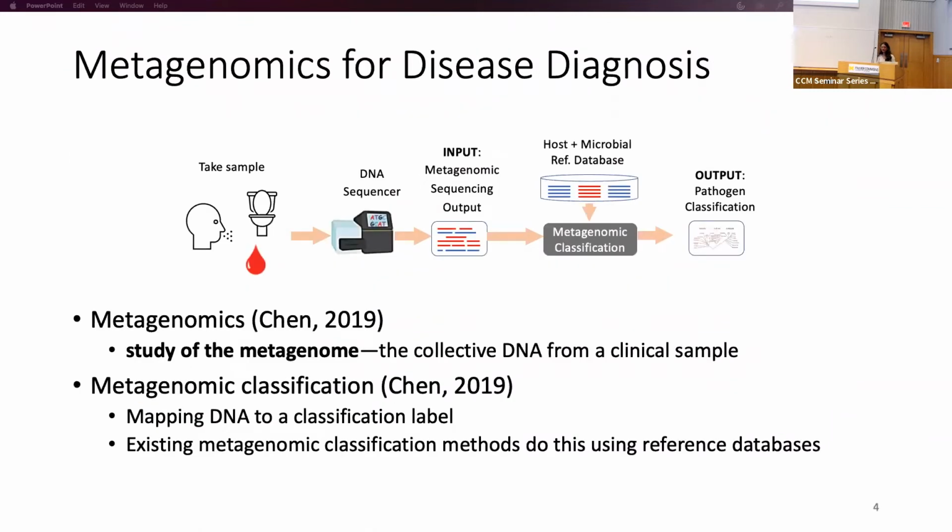More recently, people have been moving towards using metagenomics for disease diagnosis. Metagenomics is the study of the metagenome, or the collective DNA from a clinical sample. To use it to perform disease diagnosis, clinicians can take that same sample from a patient, but then input it into a DNA sequencer. The output of that, the metagenomic sequencing output, is all of the DNA from the sample. Then they can use metagenomic classification methods to classify the pathogens in that sequencing output. Metagenomic classification involves mapping DNA to a classification label, and existing metagenomic classification methods do this using the reference database that you see on top there.